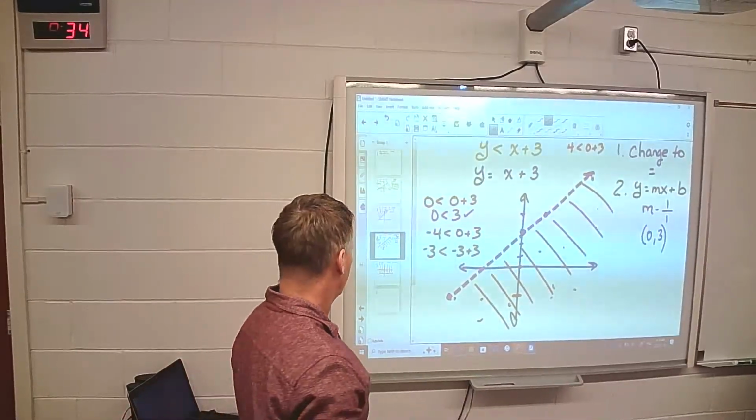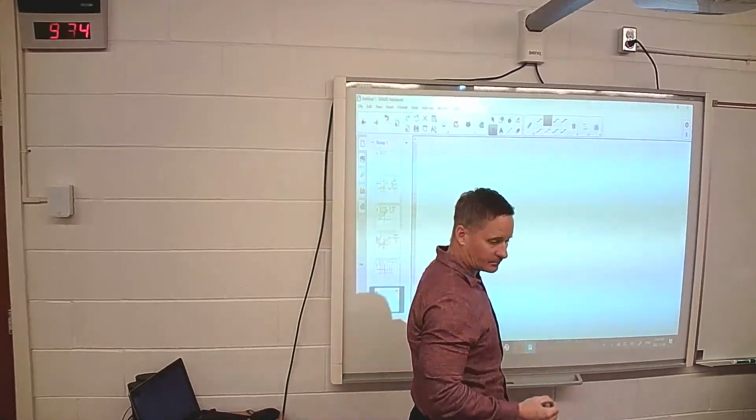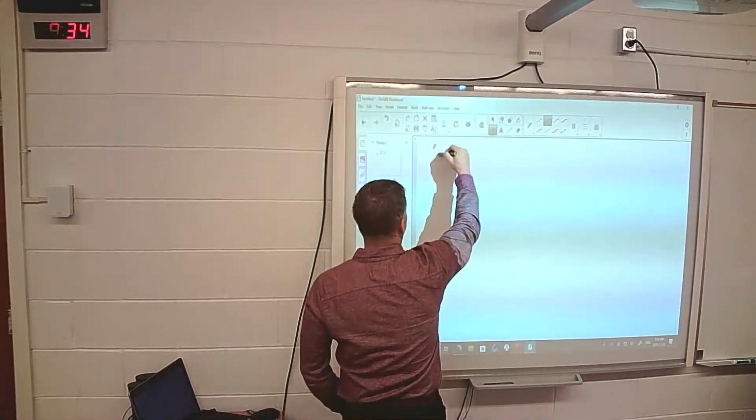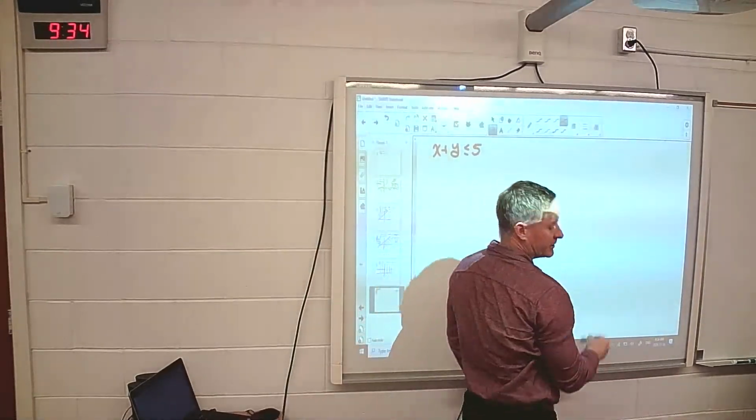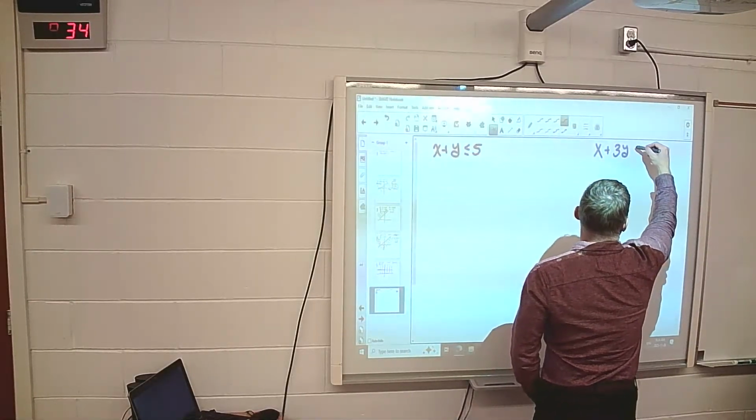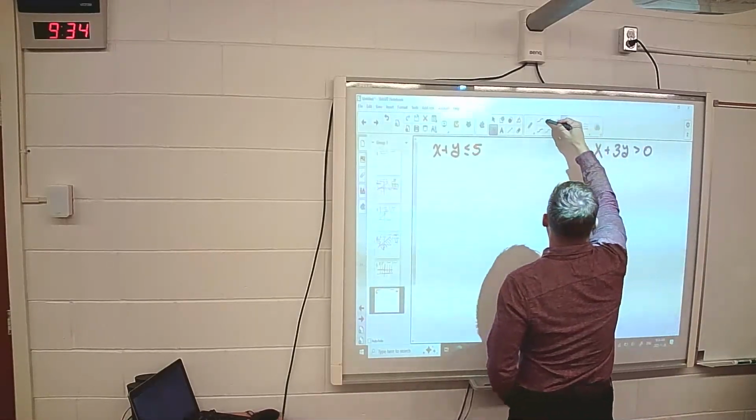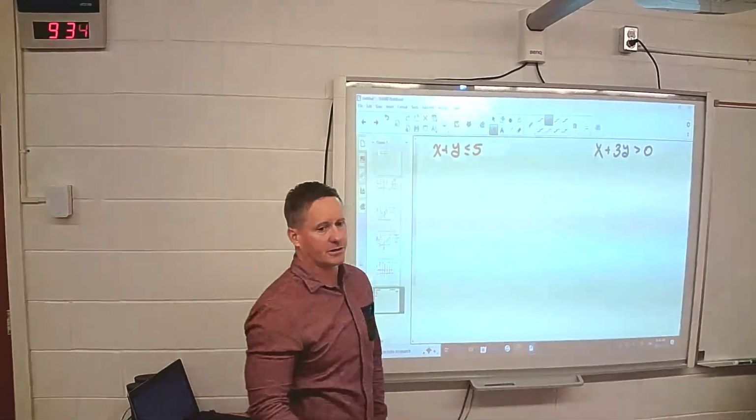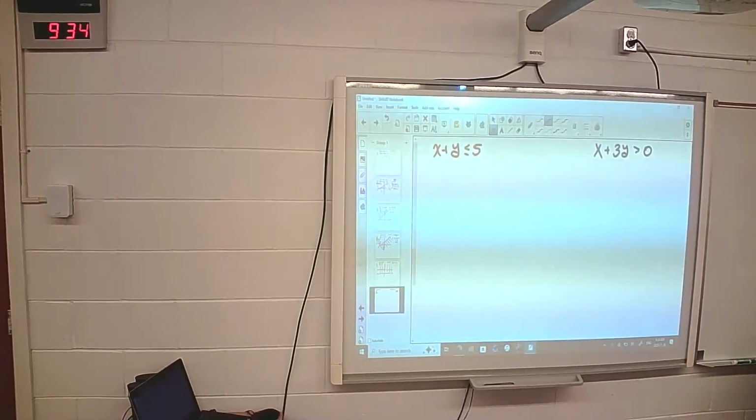Okay? So I have two equations. Equation number 1: x plus y is less than or equal to 5. Equation number 2: x plus 3y is greater than 0. All right, let's start by graphing that first one. What's the first step in graphing here? Change to an equal sign. So I change that to x plus y equals 5.